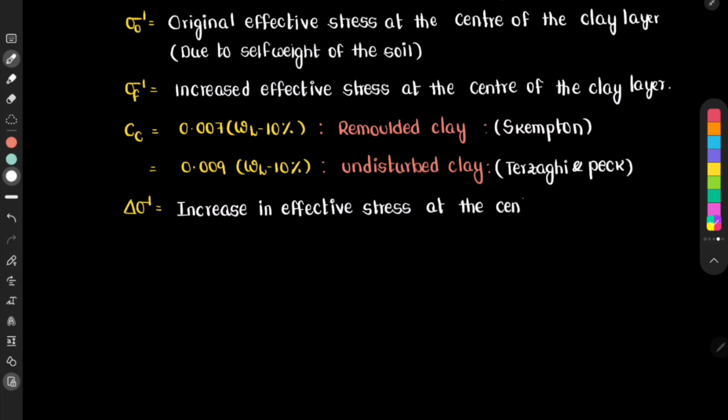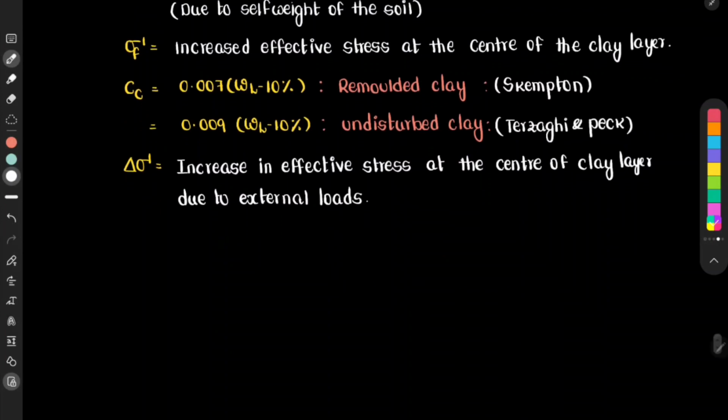Due to external loads. So how do we measure delta sigma dash? How do we measure the increase in effective stress due to the external loads? Delta sigma dash can be calculated by using the approximate method that we have already discussed in the vertical distribution of stresses.